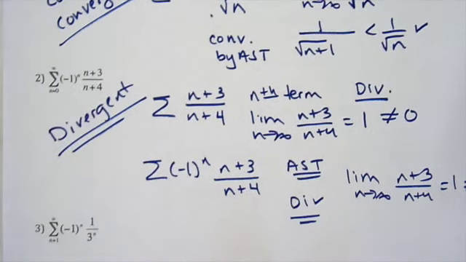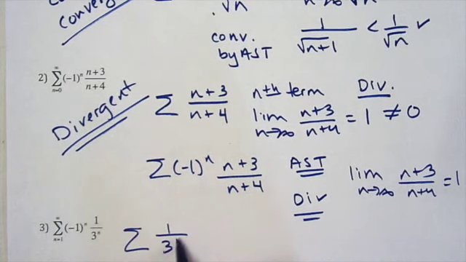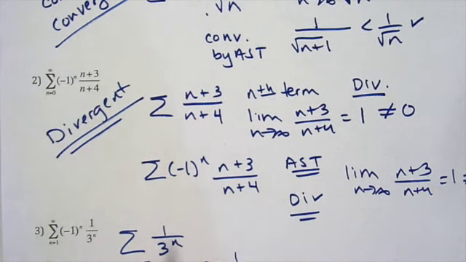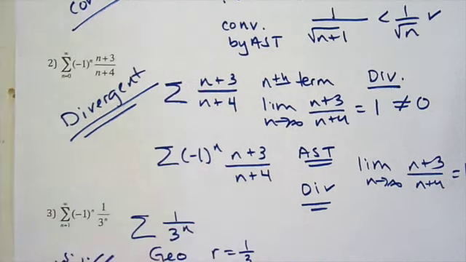Okay, last one here. Again, I start with just the absolute value piece. I know that this is a geometric series, because r is 1/3, I can say it converges. So if the absolute value of the series converges, it's called absolutely convergent. You are done.